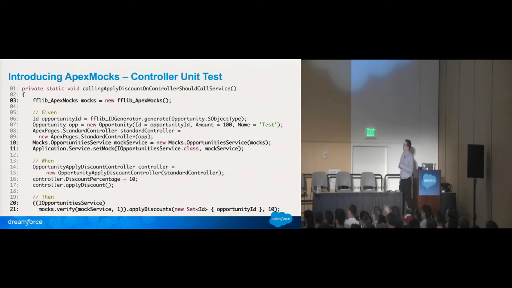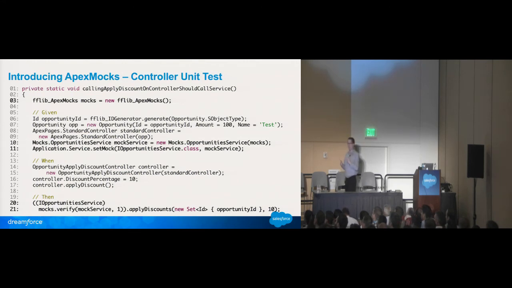So here's a very simple example. You'll notice the convention of the method names is different as well. I quite like it. It took a while to get my head around it because you end up with massive method names, but they're quite descriptive. So calling apply discount on controller should call service.